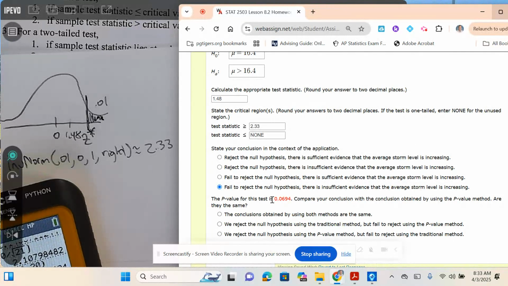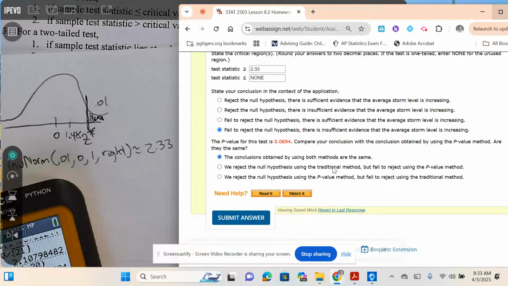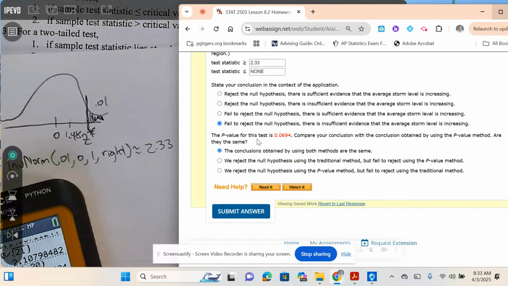Now let's look at the p-value method. The p-value is 0.0694. That p-value and the alpha is 0.01. How does the p-value compare to alpha? The p-value is greater than alpha. So when it's greater than alpha, here we're going to have the same conclusion. Okay, so if you have them all linked up correctly, you're going to make the same conclusion. So it's going to be fail to reject here, insufficient evidence.